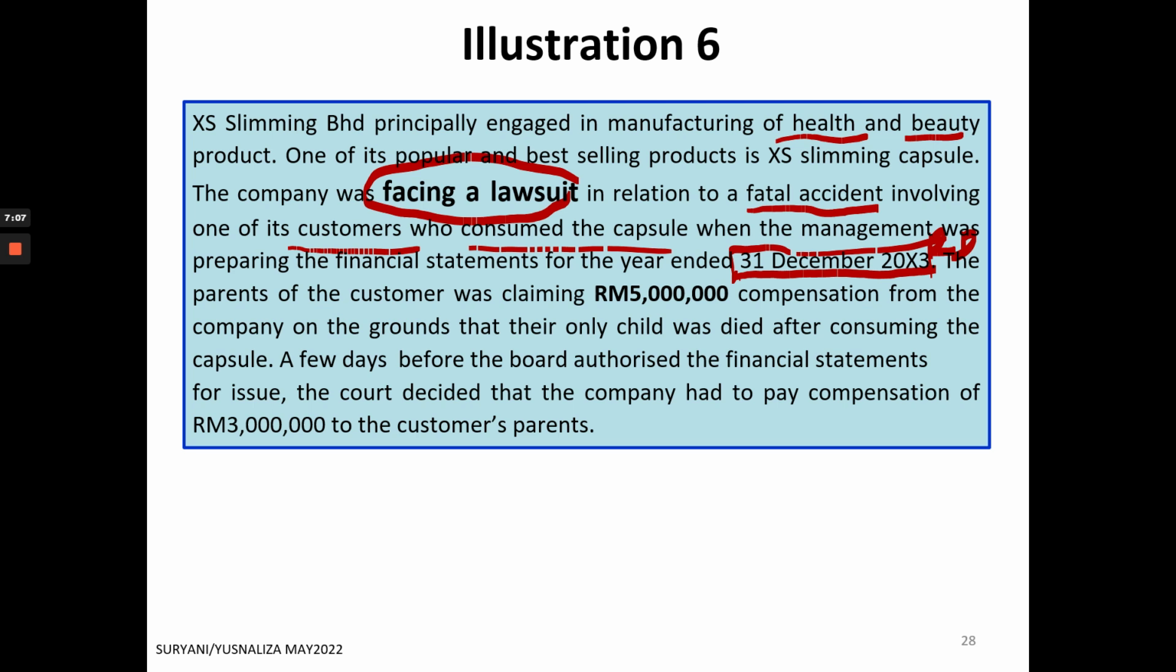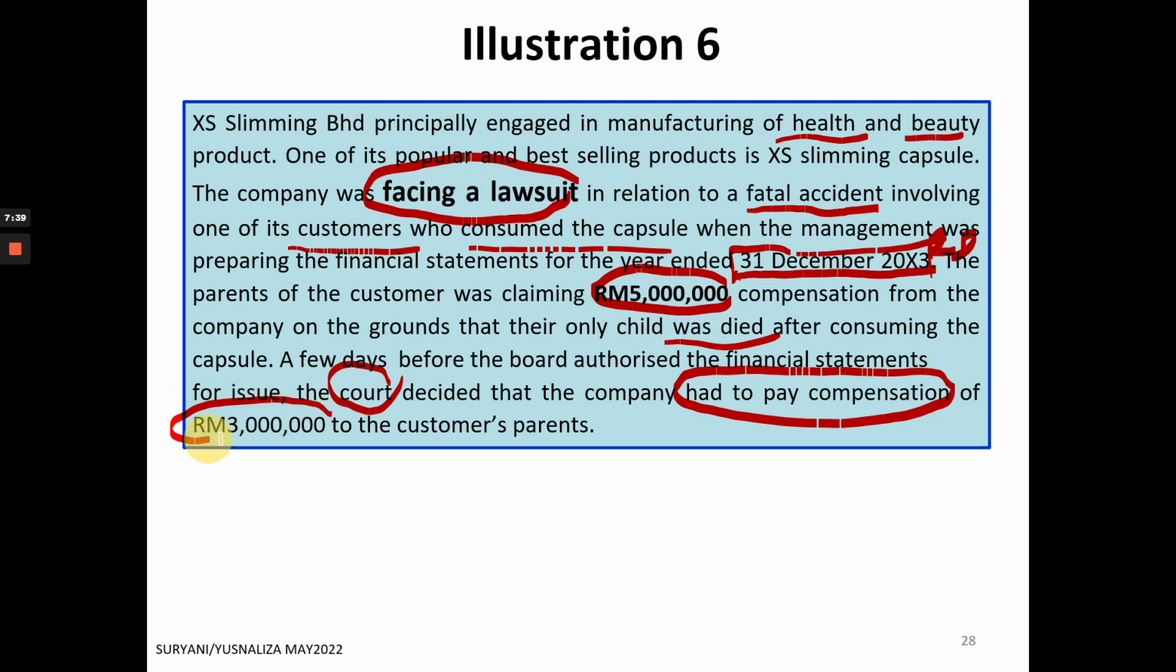Identify the reporting date. The parent of the customer was claiming 5 million, so there was a lawsuit of 5 million asking for compensation from our company XS Living Berhad, because the only child died after consuming the capsule. A few days before the board authorized the financial statement for issue, the court made a decision and instructed the company to pay compensation of 3 million. So now it becomes a liability to the company because there was a verdict by the court. Before that, it was just a contingent liability.